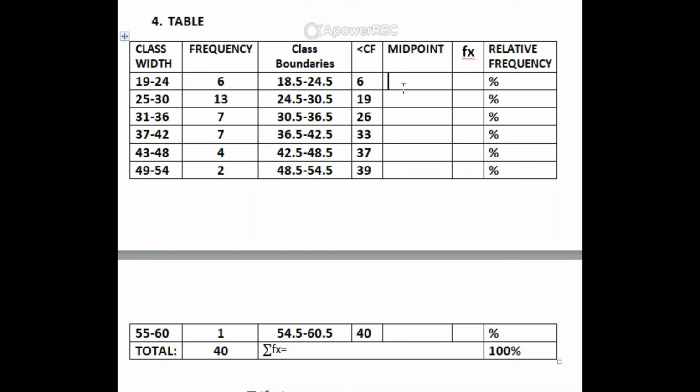Next ay ang midpoint. Ang midpoint naman para makuha ay kailangan nating pag-addin ang ating lower class at ang higher class, then divided by 2 to get the midpoint. So that will become 19 plus 24 all over 2. That results to 21.5. Next, we have 25 plus 30, that is 27.5.